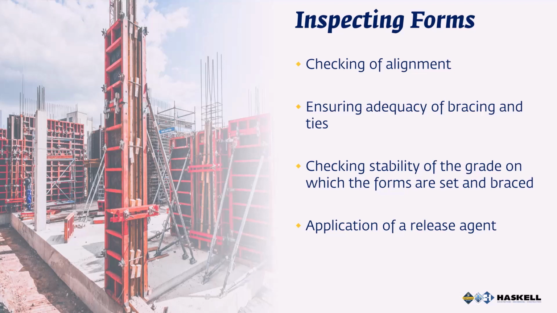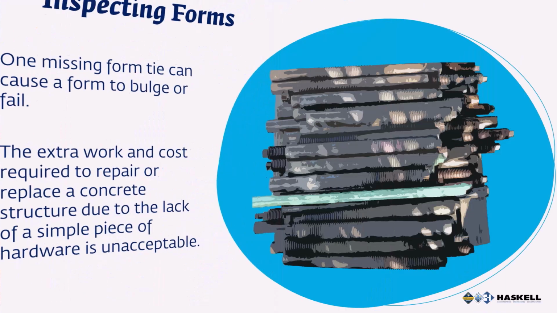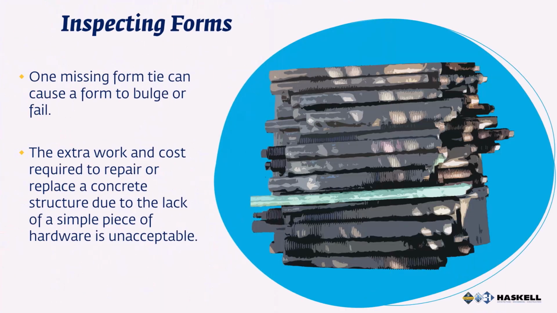Formwork inspection will include a check of alignment, adequacy of bracing and ties, stability of the grade on which the forms are set and braced, and the application of a release agent. All reinforcement must be properly tied within the form. Remember, forgetting a single form tie can lead to a form failing.